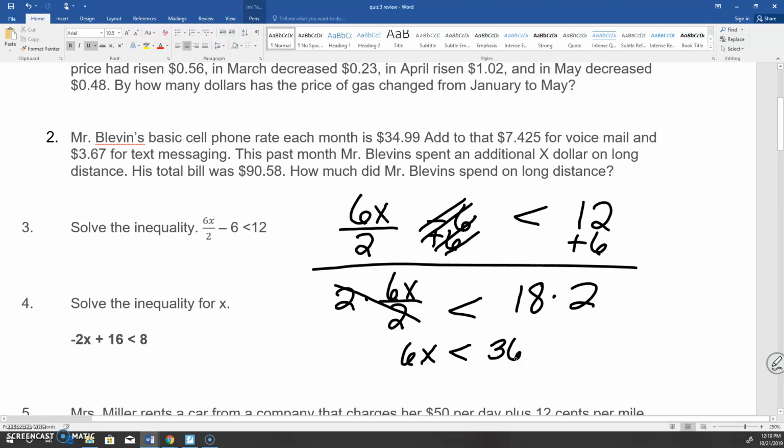So 6 times some number is less than 36. What if I don't know 6 times 6? How do I solve for x? Divide. X is less than 6.